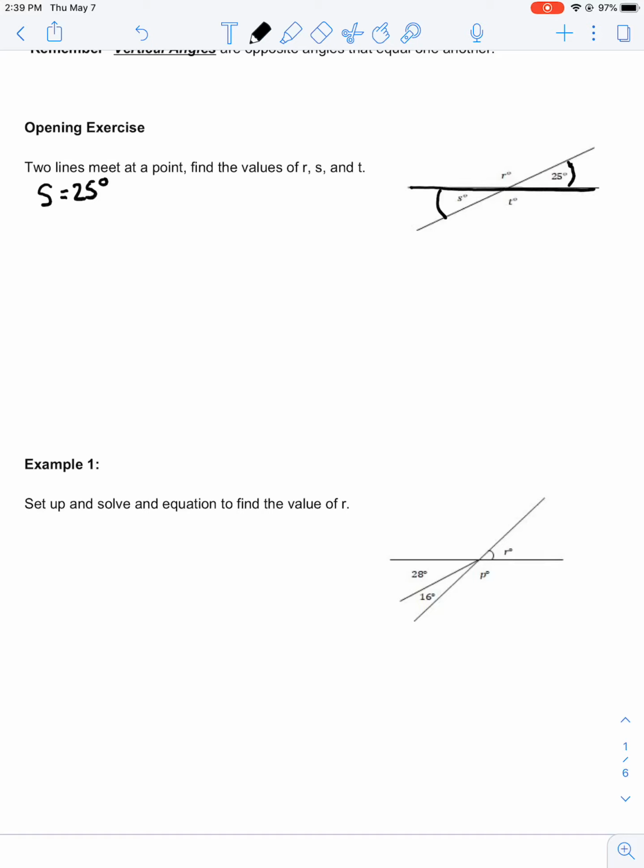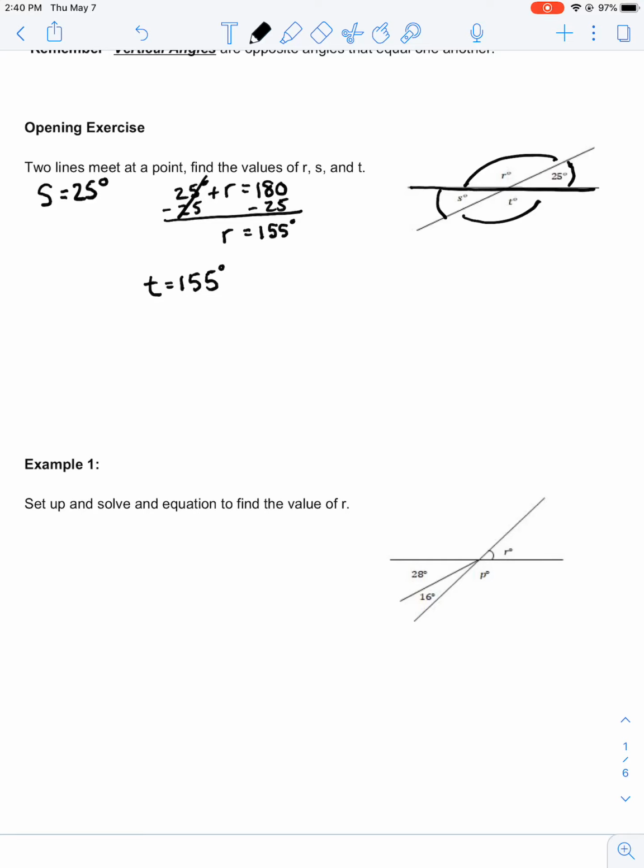So 25 degrees plus R degrees equals 180. So we can subtract 25 from both sides. So therefore, R equals 155 degrees. And because R and T are vertical angles, therefore, T therefore equals 155 degrees.